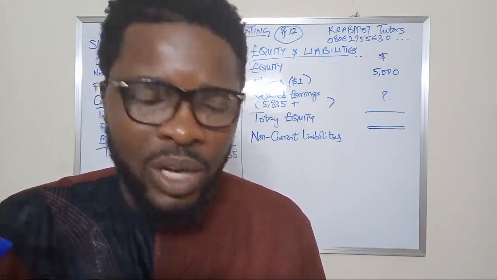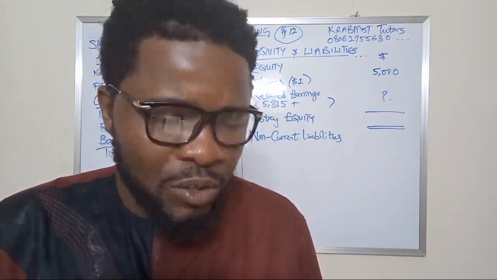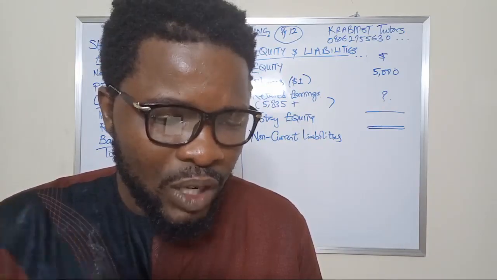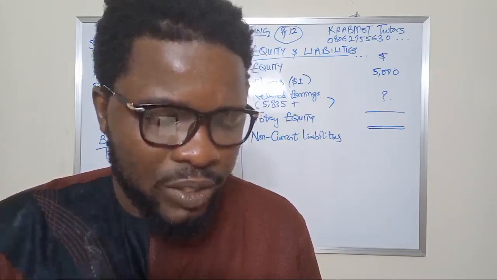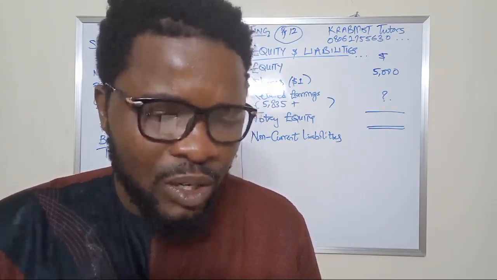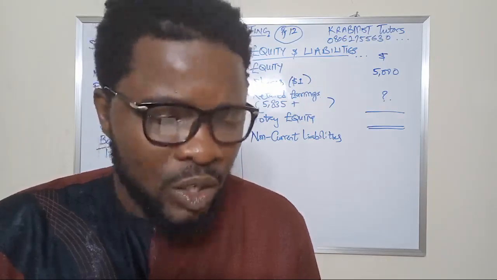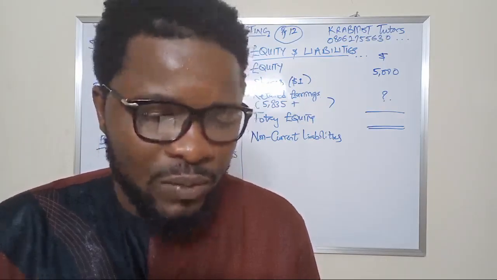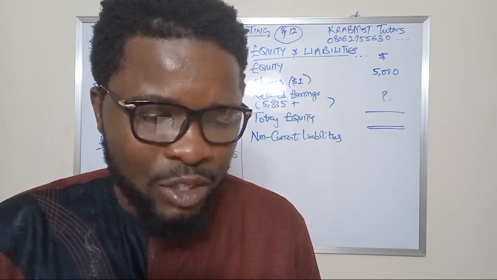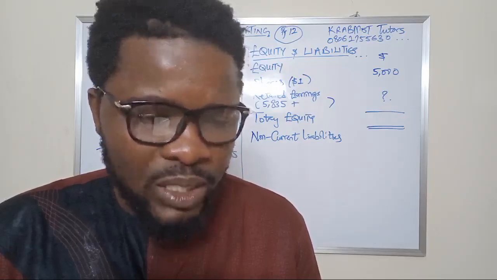Bank, we have ticked bank. Motor vehicle cost, we have done it. Building cost, we have done it. Motor vehicle accumulated depreciation, we have done it. Buildings accumulated depreciation, we have done it. And we have debenture 2020.